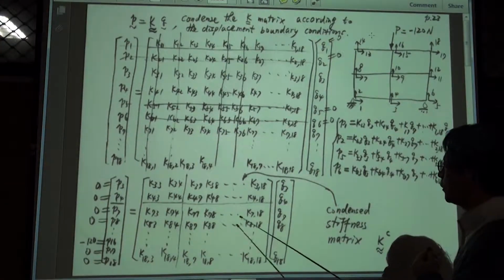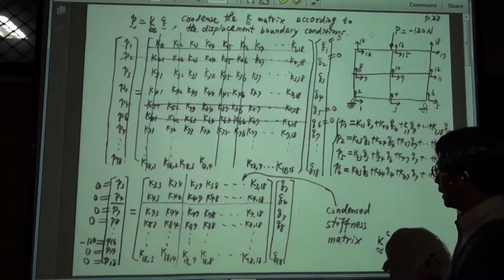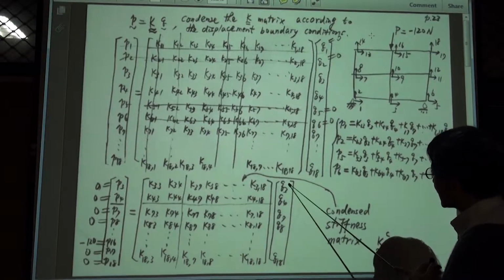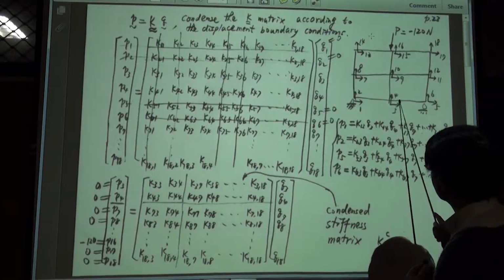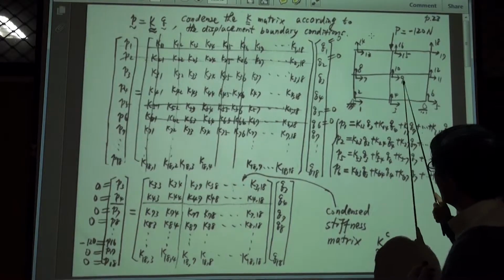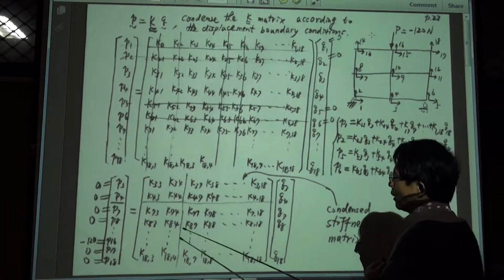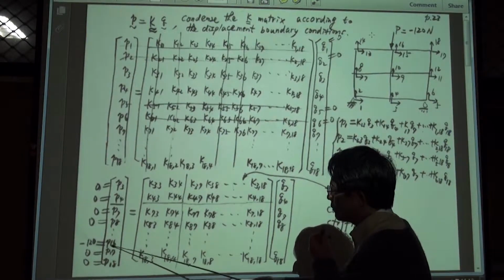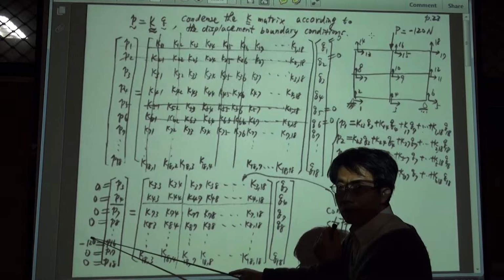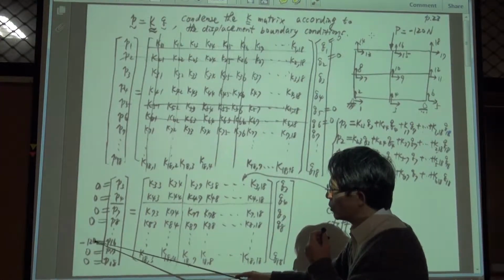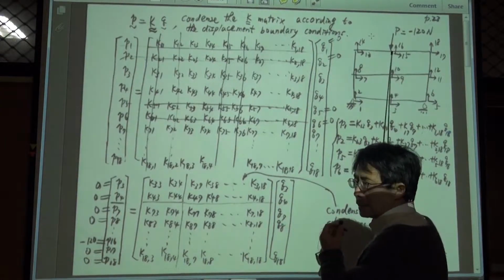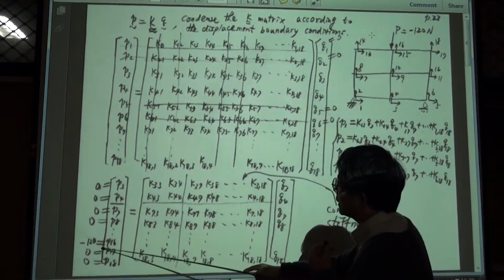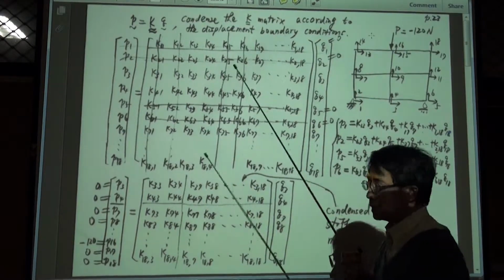Okay, so we want to solve this condensed problem. Now these are unknown. Q3, Q4, Q7, Q8 are unknowns. How about this vector? These vectors are given. See, P16, what is P16 here? Why is it equal to minus 120? Because at this degree of freedom, the nodal force is minus 120, okay? The other nodal forces are equal to 0.